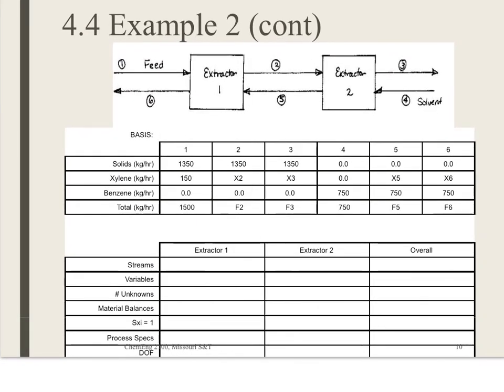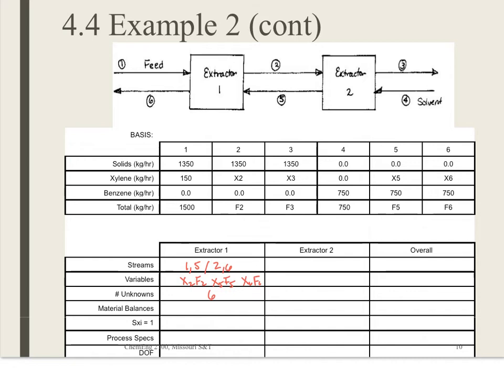Move this up. Okay, in this particular case, for extractor 1, I have streams 1 and 5 coming in, and streams 2 and 6 coming out. The variables in this case, stream 1, no unknowns. Stream 2 has variables x2 and f2. Stream 5 has x5 and f5. Stream 6 has x6 and f6, so I have 6 unknowns.